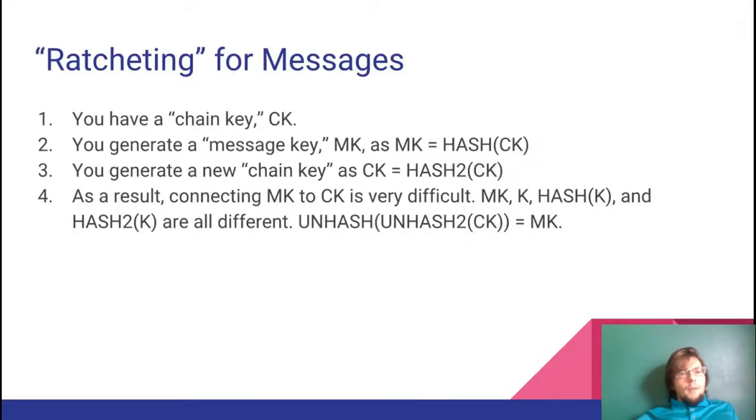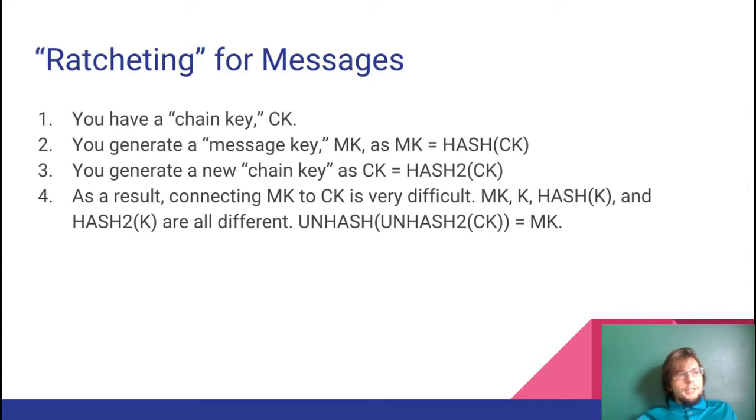First, there's this concept of ratcheting. Okay, so we have previously agreed on a chain key. We'll call that CK. To generate a new message key for encrypting messages, we can perform a hash on CK. And now, in order to ensure that you can't derive the chain key from the message key, we perform a second different hash operation on the CK and set it to that value. This makes it very difficult to convert MK to CK.